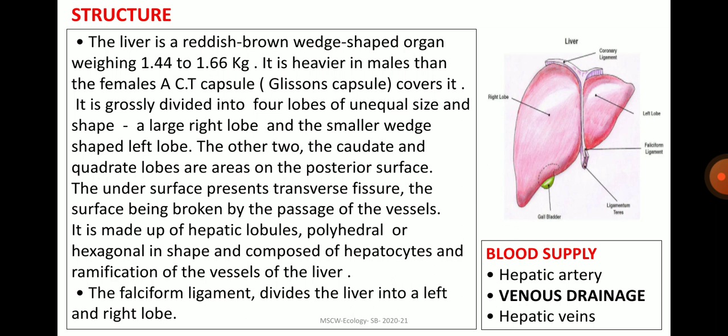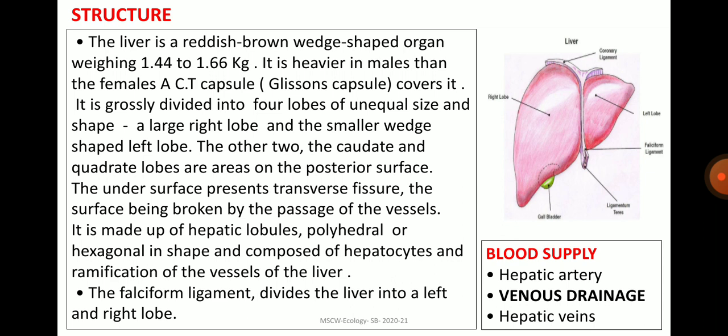It also shows ramification of the vessels of the liver. That is, the hepatic artery enters into the liver and divides into a number of interlobular arteries. Then there are also the hepatic sinusoids, which are the ramified blood vessels again. Then I also mentioned the falciform ligament, which divides the liver into a left and the right lobe.